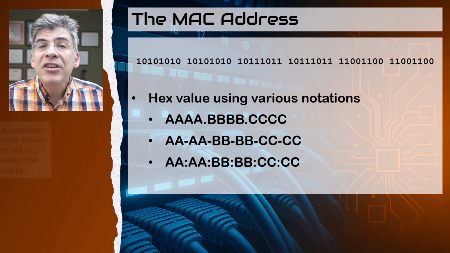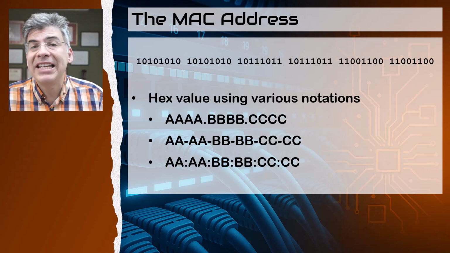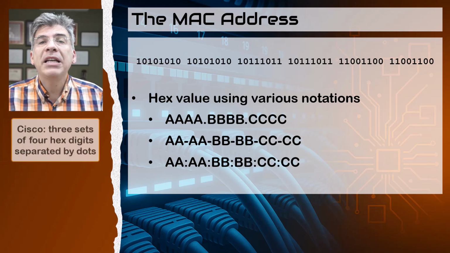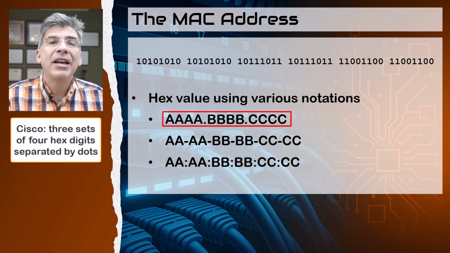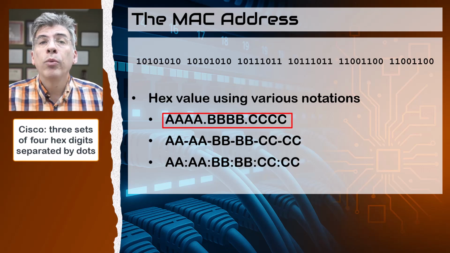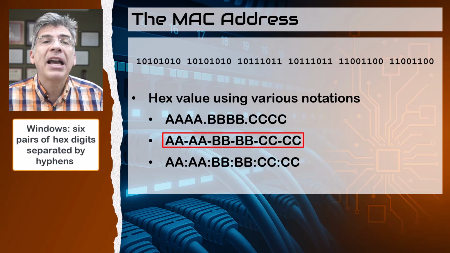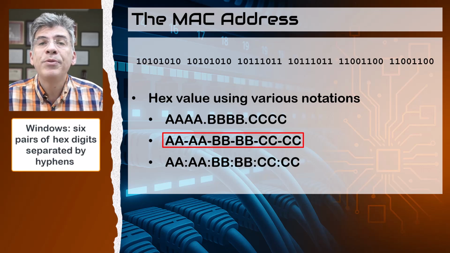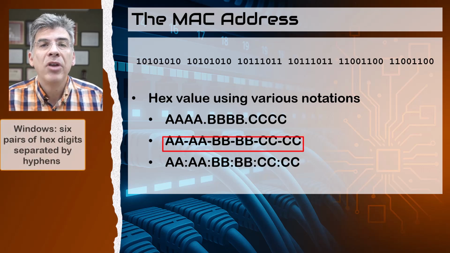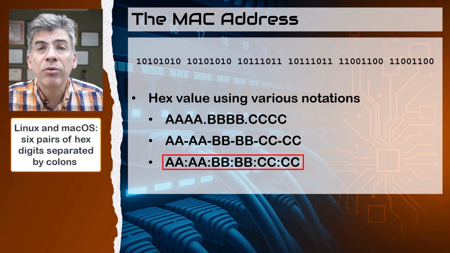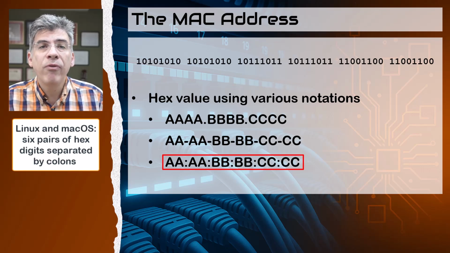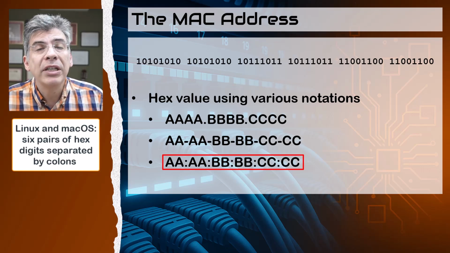Now, the convention for writing out MAC addresses in hex is slightly different depending on the vendor. Cisco typically uses 3 sets of 4 hex digits separated by a dot like this. On your Windows PC, you will typically see MAC addresses written out as 6 groups of 2 hex digits separated by hyphens like this. On Linux and macOS systems, MAC addresses are usually written out in the same 6-group format, but are separated by colons instead.